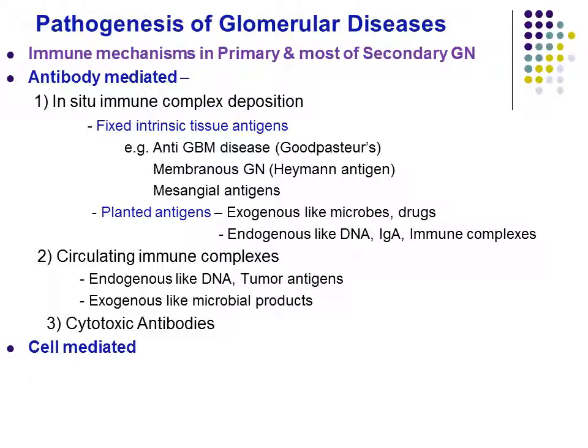There could be cytotoxic antibodies which damage the glomerulus. Apart from antibody mediated, you can also get cell mediated, but it is less common. Activation of the alternate complement pathway can also play a role in the pathogenesis of glomerular diseases. So now we will learn these pathogenesis in detail.